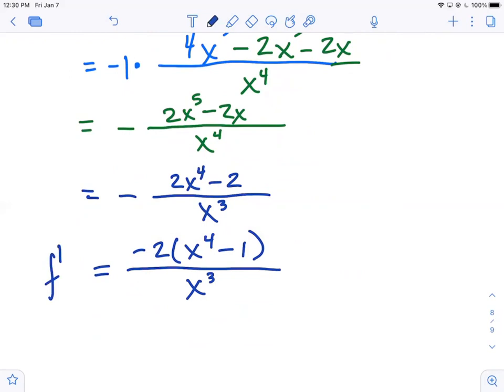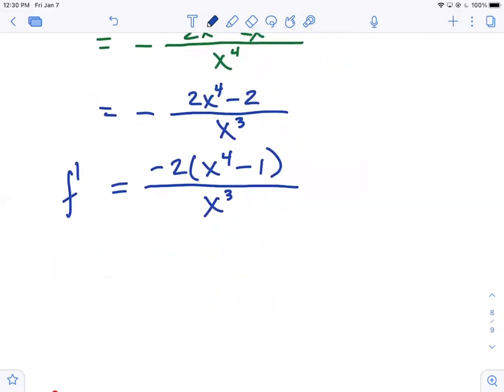X to the 4th minus 1, by the way, can be factored a lot more. It's a difference of two squares. It factors into x squared minus 1, x squared plus 1. And then, x squared minus 1 factors into x minus 1, x plus 1. But you know what? When you have something that simple, you don't really need to continue factoring it, because it's about, can you find the roots easily? And if you plugged in, can you figure the sign easily? And I think it's probably easier like that than with all those factors.